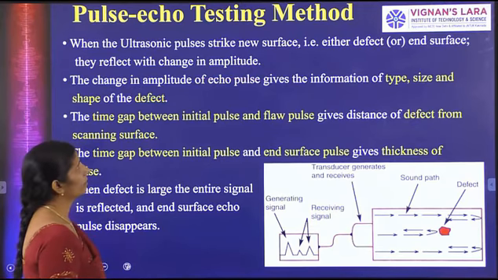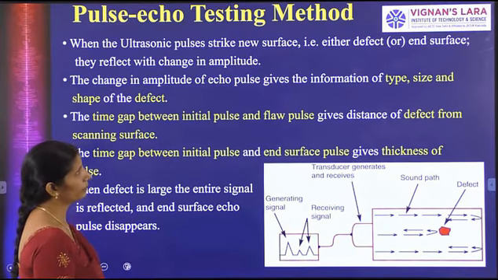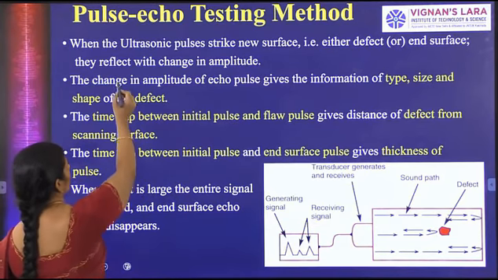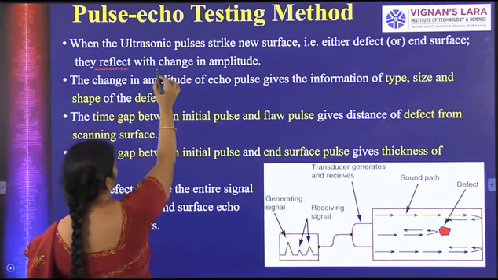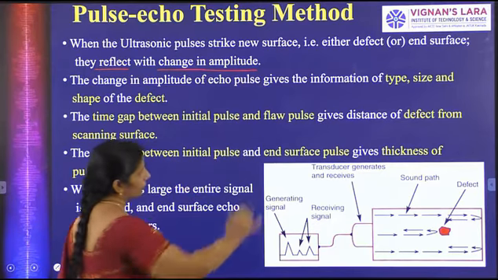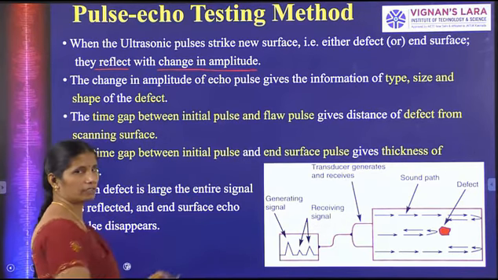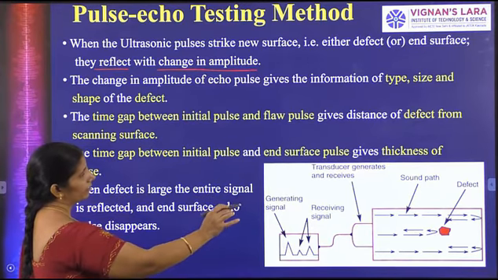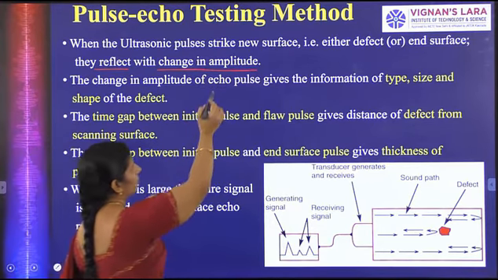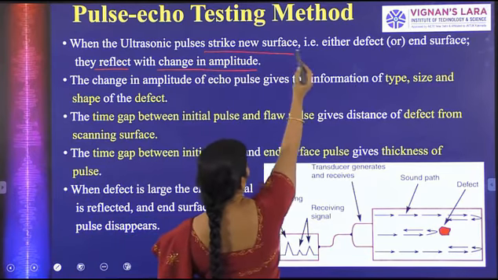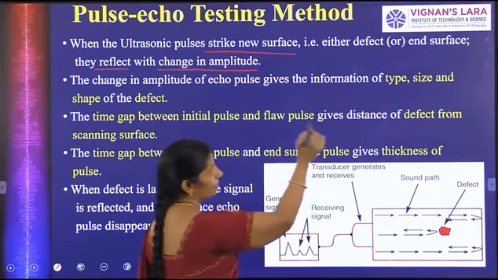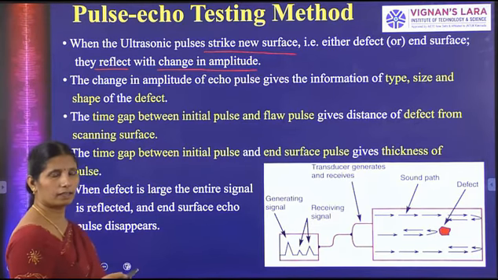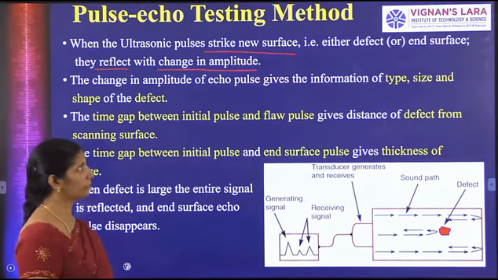When the ultrasonic pulses strike a new surface, that is either a defect or the end surface, they will reflect with a change in amplitude. So when the ultrasonic waves are passing through the testing specimen, they are reflected back when they strike a new surface. That new surface may be either a defect or the end surface. That reflected signal amplitude will be changed.